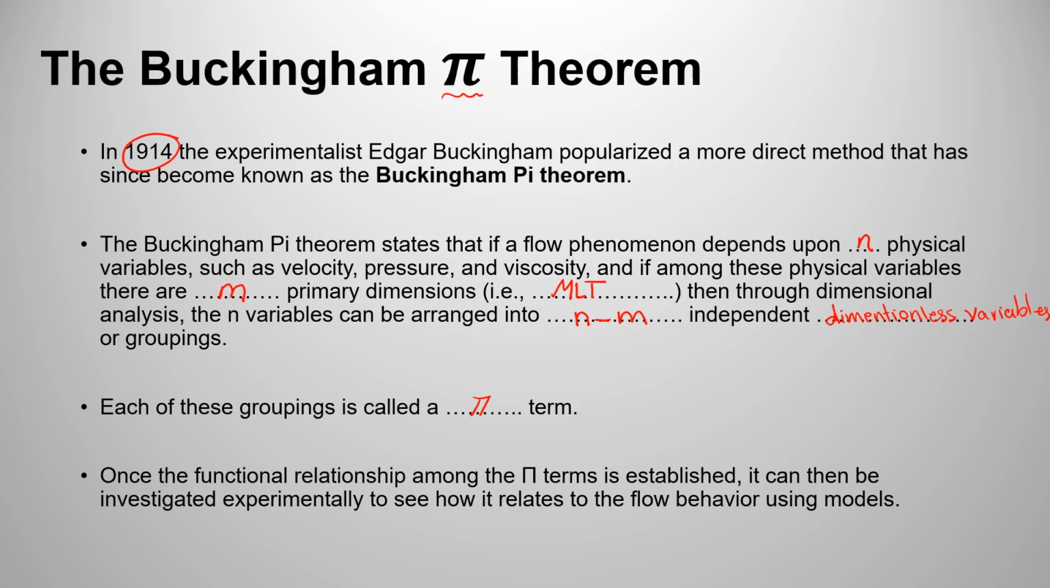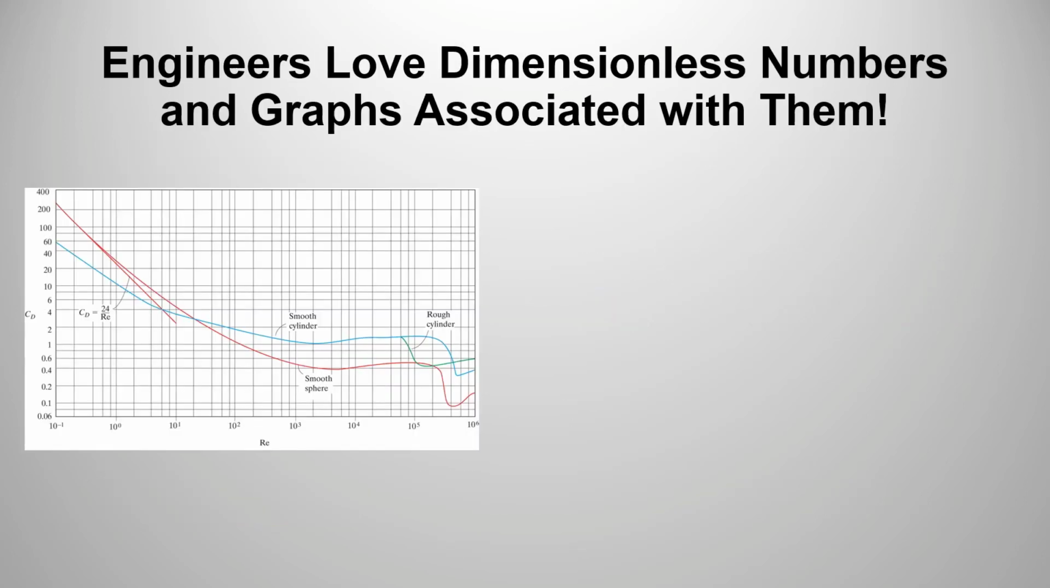Perfect. And once you have the functional relationship between these pi terms, then it can be investigated experimentally to create those graphs that I showed you before, like pi 1 and pi 2. And you have seen some of these graphs over the course of this semester as well. You didn't know that these are derived from dimensional analysis, but I'm going to tell you and show you some of these graphs that you have been using in this course. We engineers love dimensionless numbers and graphs associated with them.